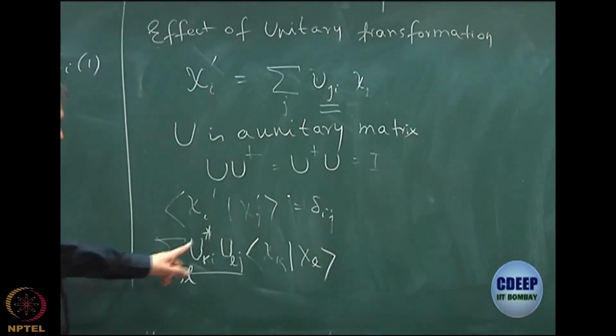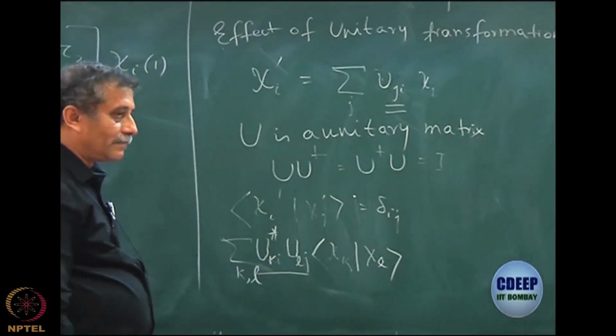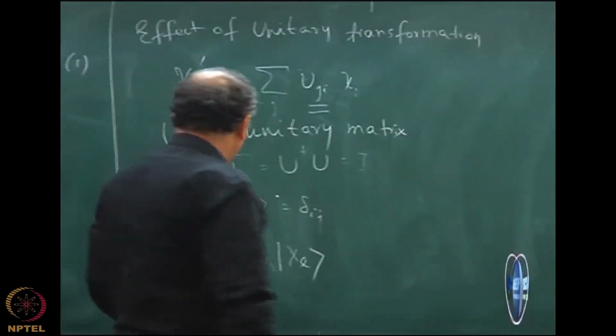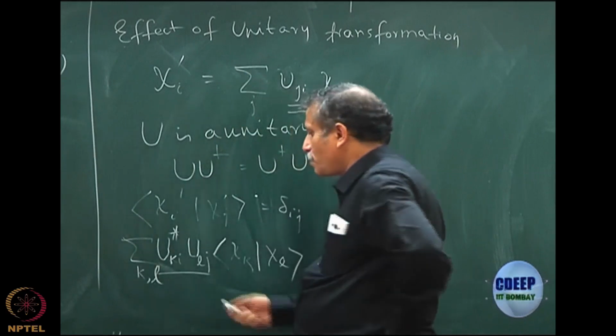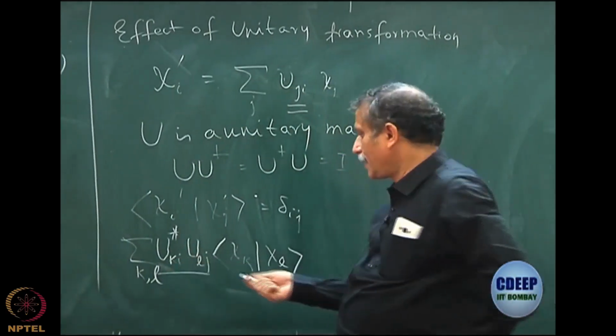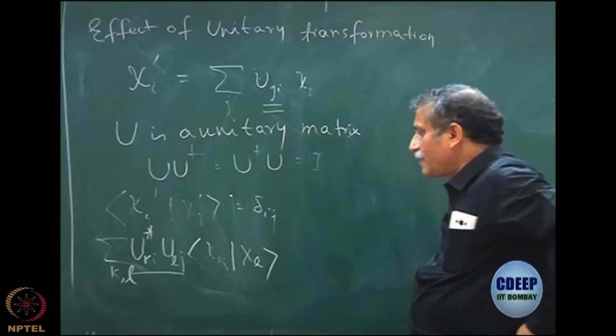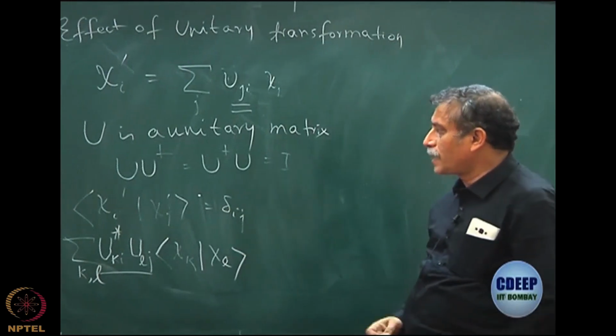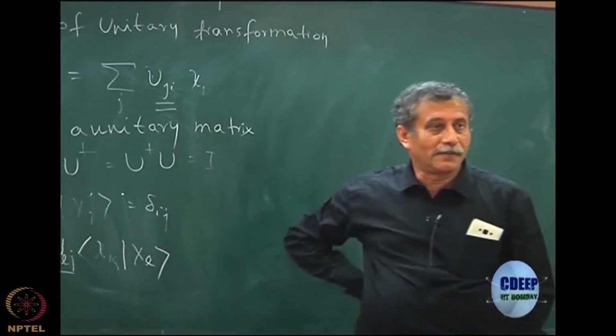You have U_ik star U_lj. You change one of them to be adjoint. So for example, if I change this to be adjoint, you become U dagger ikth element, and this remains as ljth element. So how do you do that now? How do you bring U dagger?